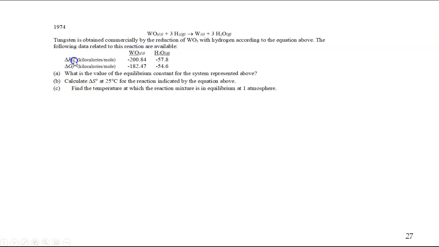We've got the heats of formation for some reactants as well as some products. If you take a look at this, both of these are elements in their most stable form, so we don't need those for the table calculations. We've got some free energy numbers as well. And they want to know the value of the equilibrium constant, K.